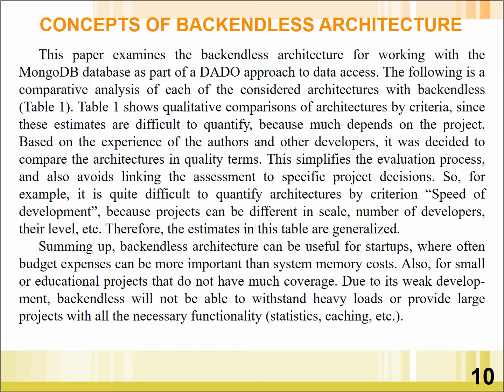On the next slide, you will see the comparative table of each of the considered architecture with Backendless. This table shows qualitative comparisons of the architecture by criteria, since these estimates are difficult to quantify because much depends on the project. For example, it is quite difficult to quantify architectures by criteria speed of development because projects can be different in scale, number of developers, their level, and so on and so on. Therefore, the estimates in this table are generalized.